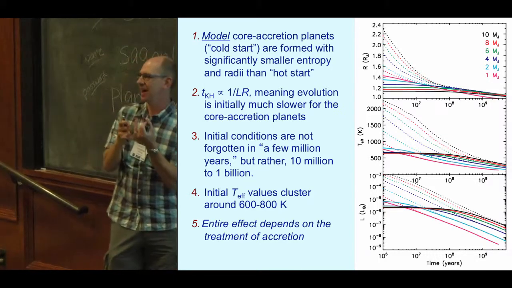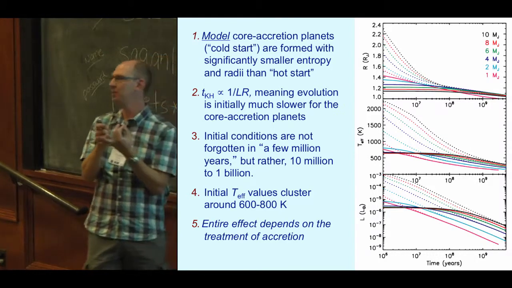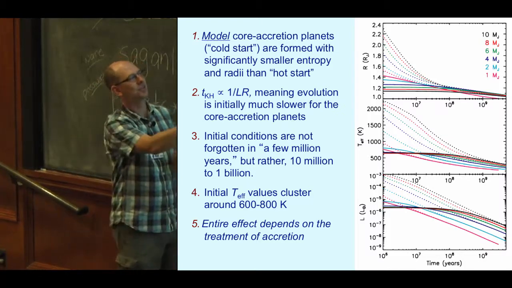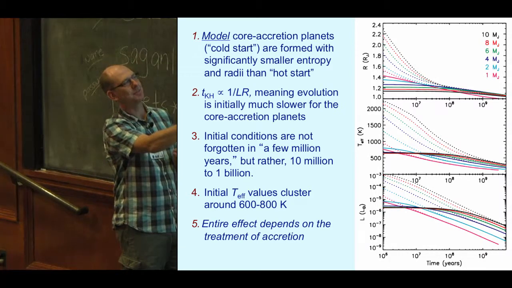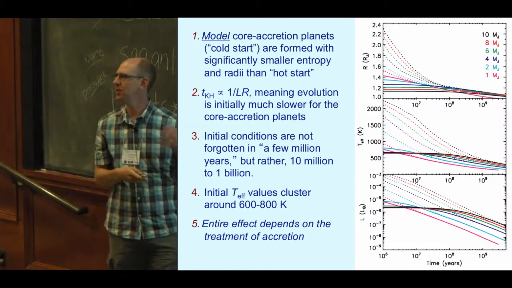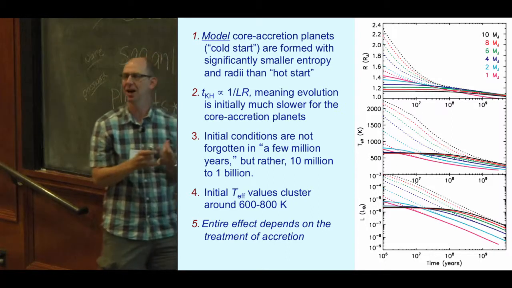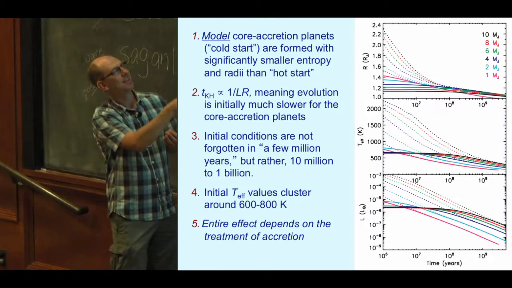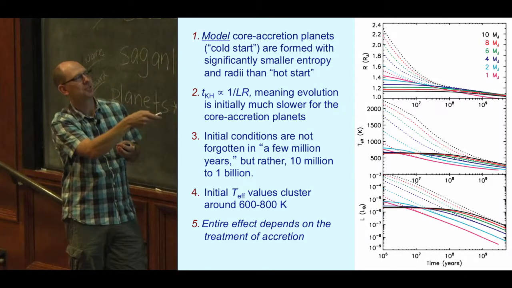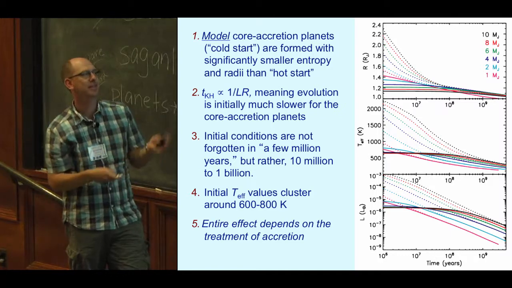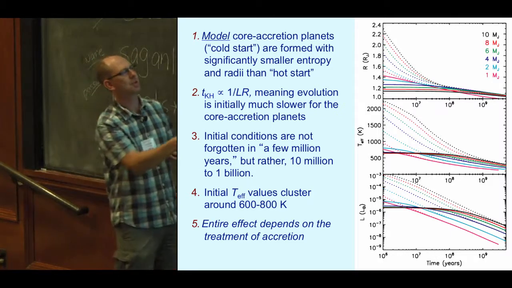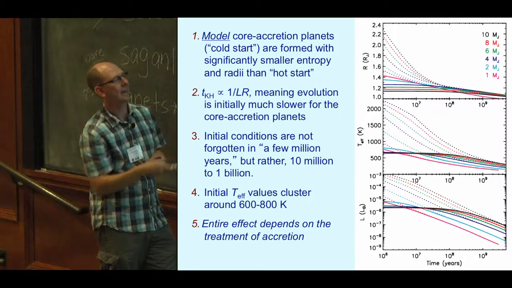If your luminosity is tiny and your radius is tiny, your Kelvin-Helmholtz time is going to be long. So it takes a very long time for these models to evolve. They kind of stay where they were. It takes a long time for them to change because they're low luminosity and small radius. The initial conditions are not forgotten in just, quote, a few million years, but rather 10 million years to a billion years. The planets all kind of cluster at a very young age.